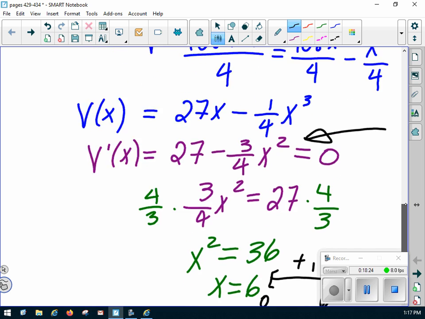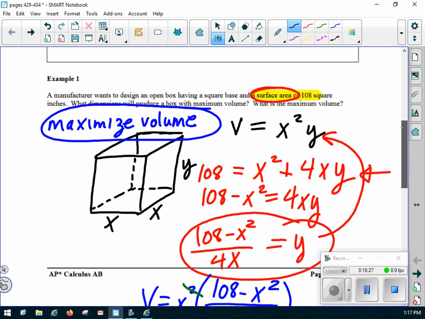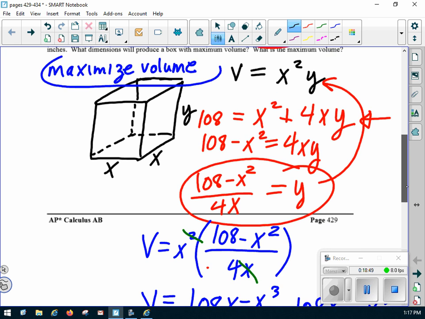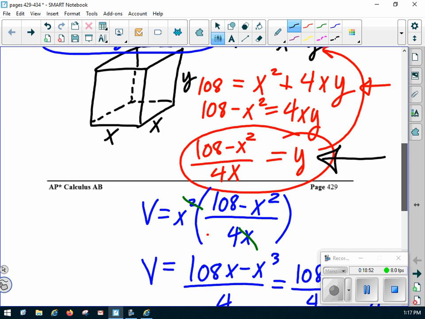Okay there? Now let's go back, way back. What dimensions will produce a box with maximum volume? What's x? 6. Then 108 divided by 36. Aha! Now look here. What is the y value? 3. So 108 minus 36 divided by 24 is 3. So 6 and 3.